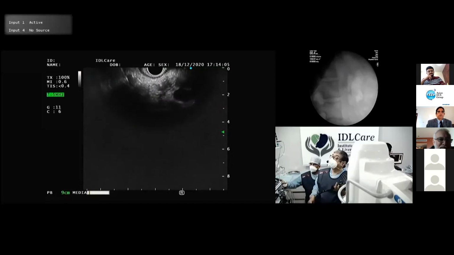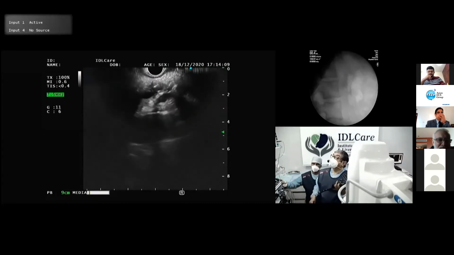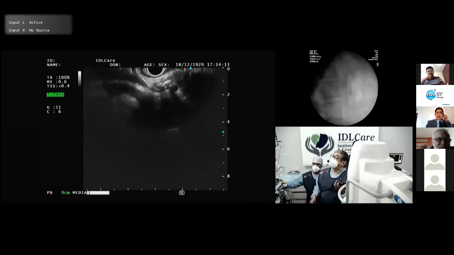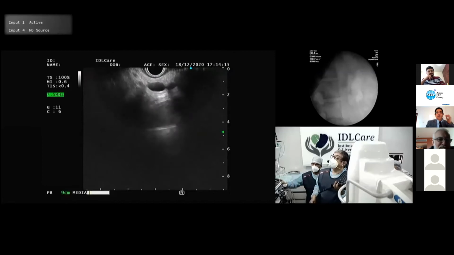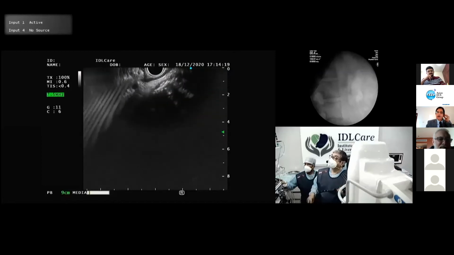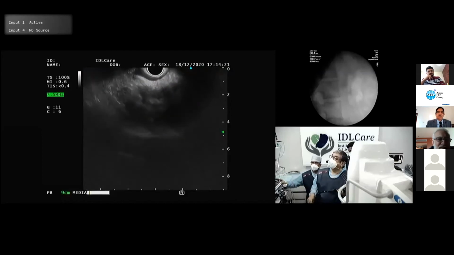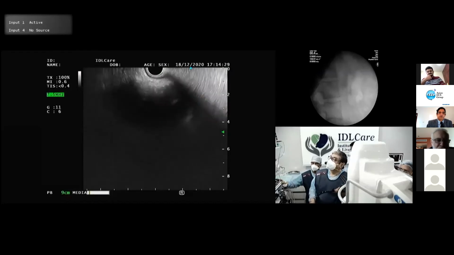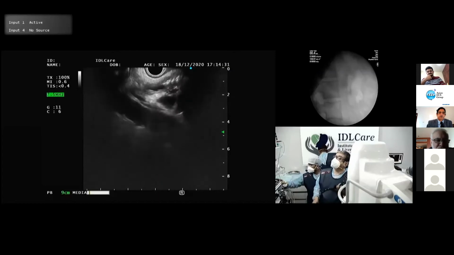So this is a dilated duct. You can see stones here. There are stones inside. Do you also do this procedure under general anesthesia, Dr. Dhir? So we use propofol. Okay. Propofol is what we use. And sometimes they are unhappy, so they keep shouting.